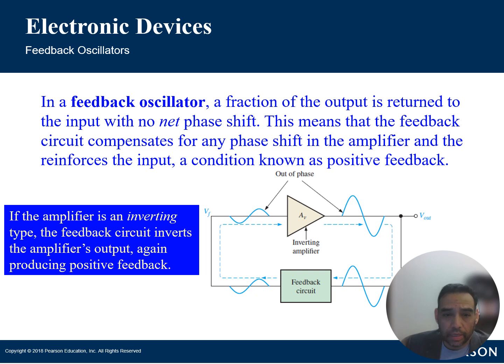So here we have a feedback oscillator, and in this case, it is out of phase. It's showing here the fraction of the output returned to the input with no net phase shift. This means that the feedback circuit compensates for any phase shift in the amplifier and then reinforces the input. So it's an inverting amplifier, and then the feedback inverts the amplifier's output, again producing positive feedback. So the feedback oscillator is a type of oscillator that generates repetitive waveforms. We said that already. Positive feedback occurs when a portion of the output signal is fed back into the input, and what that does is reinforce the input signal, leading to self-sustained oscillation.